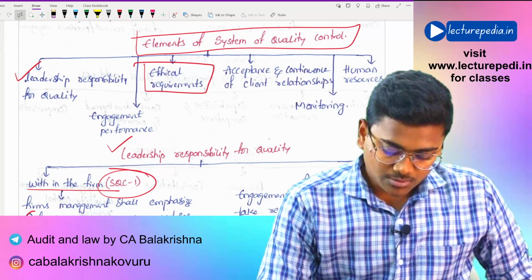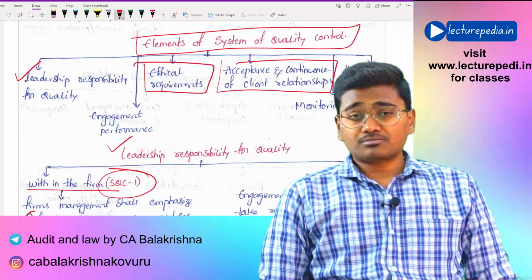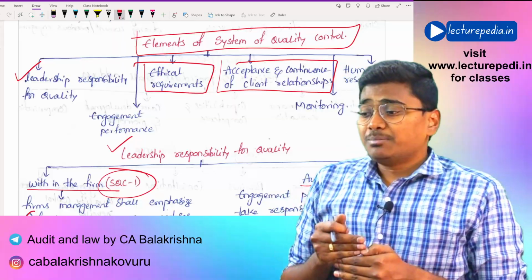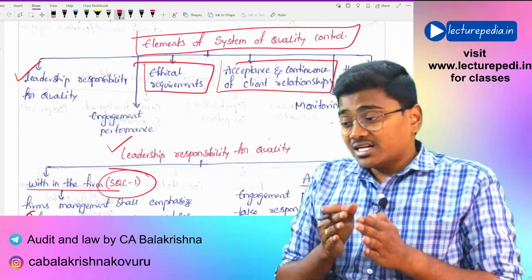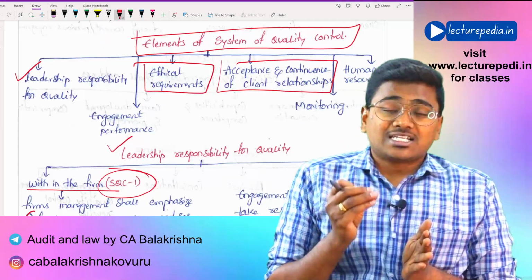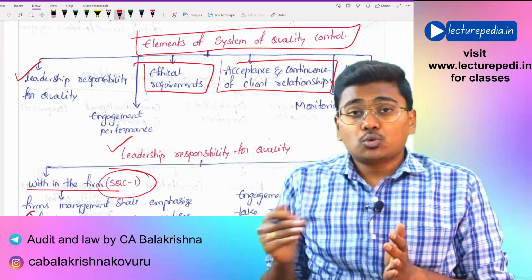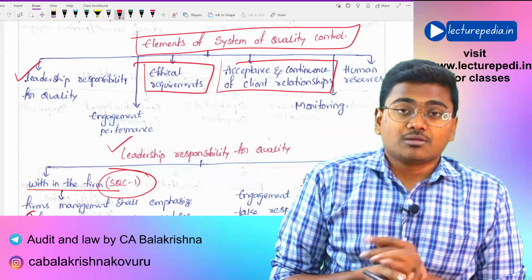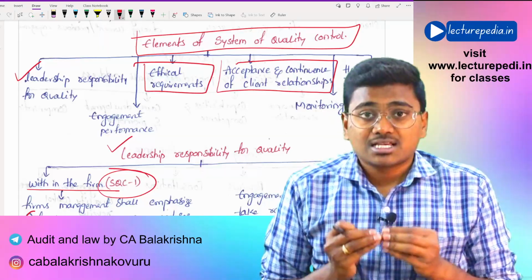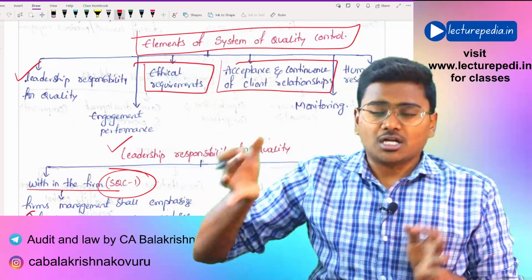Coming to the third element, acceptance and continuance of client relationship. Now, while accepting a new client and while continuing the existing assignment, what type of procedures have to be followed to accept the new client and to continue the existing assignment? Even related to this aspect, there should be discussion in the system of quality control.